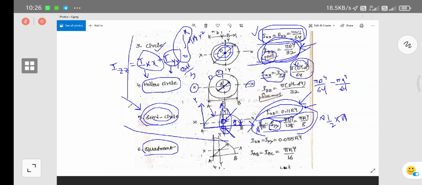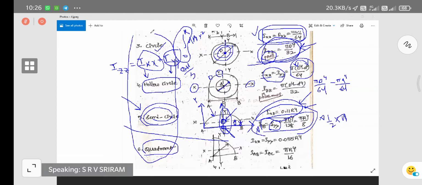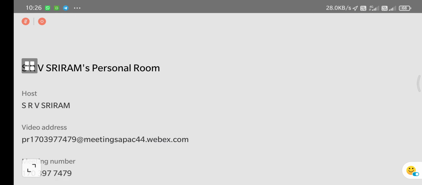These six formulas we have discussed are very important derivations. They are important while solving the problems, and you will also get them in external examinations. Then we will go for seeing the problems.